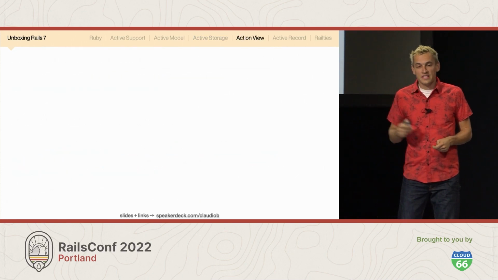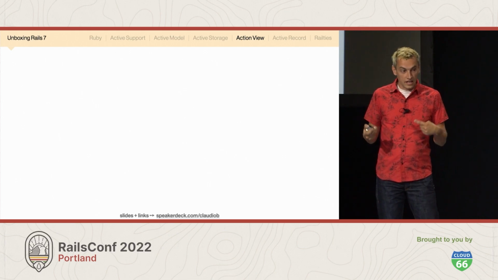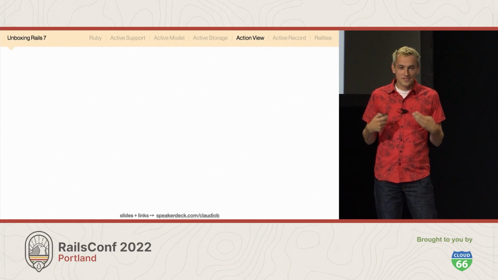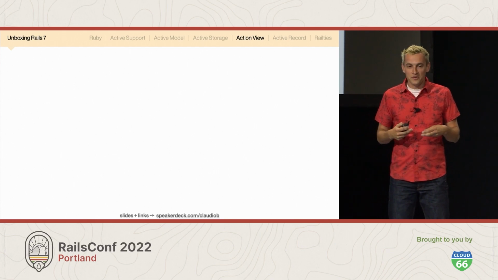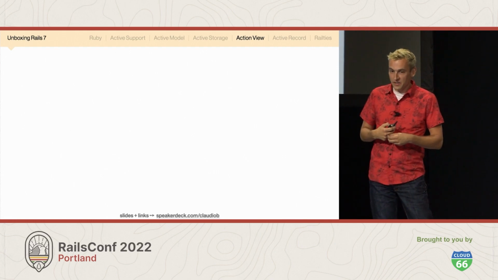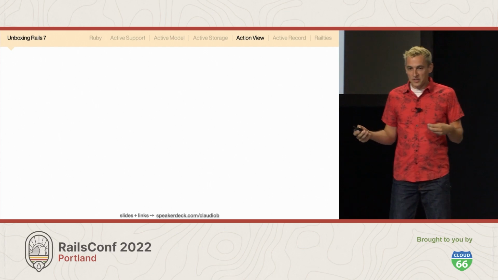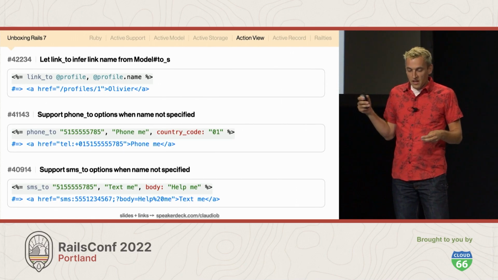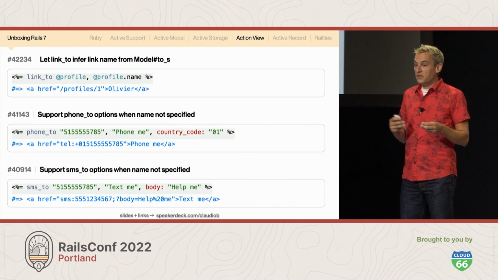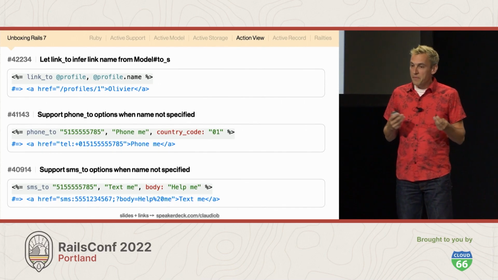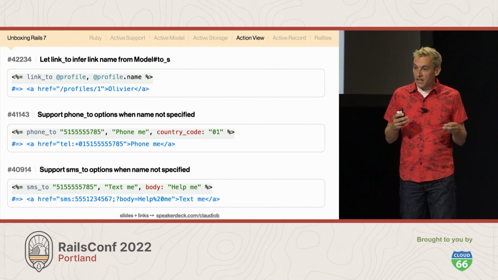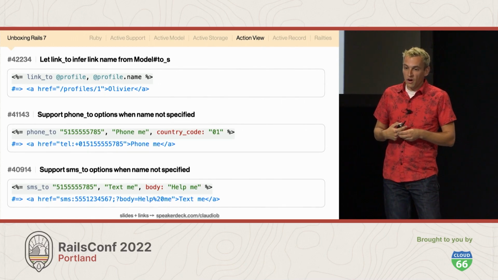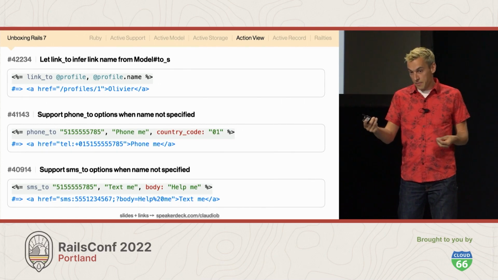And now Action View. This is the library that helps you with ERB files, rendering, HTML, and so on. Action View has a lot of helpers. Probably the most used one is link_to, which you can use to display an HTML link in your website. There are changes to link_to and to a couple of other methods that I put here. So first of all, not only is there a method called link_to to generate an HTML link, but maybe you didn't know there's also a method called phone_to that displays a link, and when you click on it, it makes a phone call. And there is also a method called sms_to. When you click on it, it sends an SMS to that number.